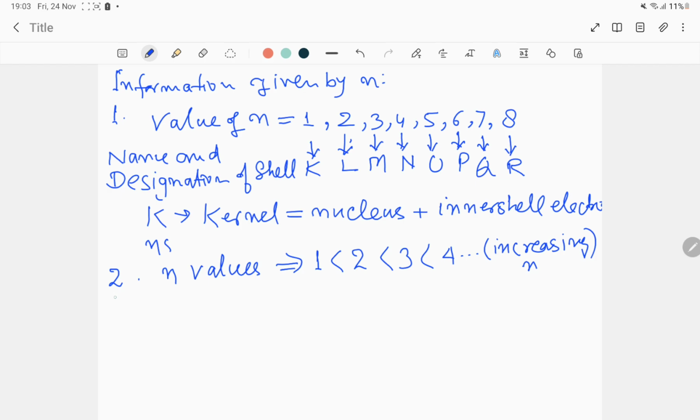Then the radius or R values also increases. That is R1 is smaller than R2 is smaller than R3 is smaller than R4 and so on. That is increasing order.